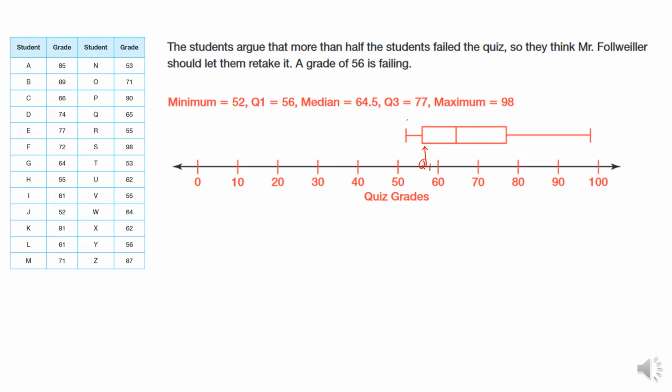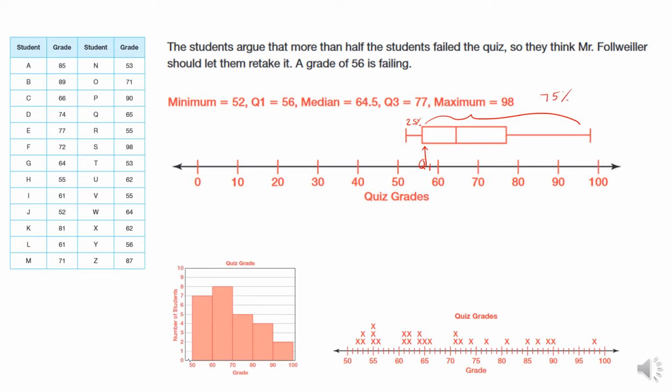I can see that 25% of the students flunked it. But remember, each section is 25%. 75% of the students did better than that. So the kids were wrong, and it's up to Mr. Fulweiler if everybody gets to retake the test.